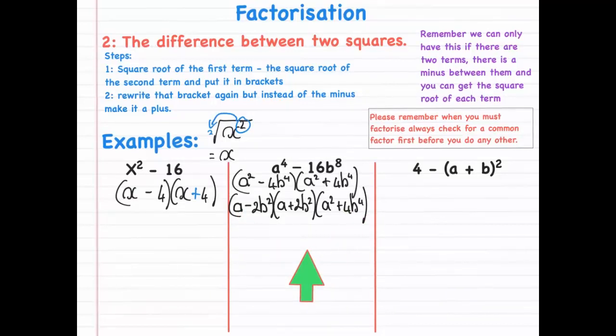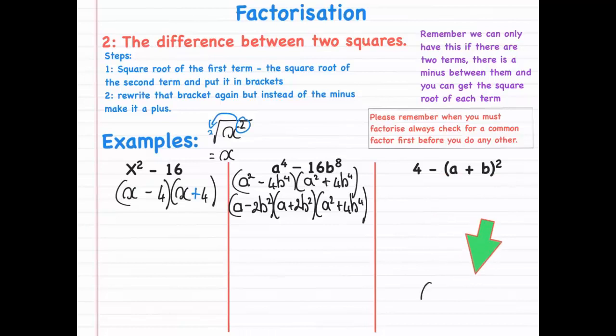Okay, brilliant. How about this last one? There is no common factor between that term and that entire term. So we go to the next factorization law, which is the difference between two squares. There's a minus. There's a term where I can get the square root of 4. There's also a term where I can get the square root, because I can get the square root of this entire bracket. I'll show you quickly here at the bottom how to do that.